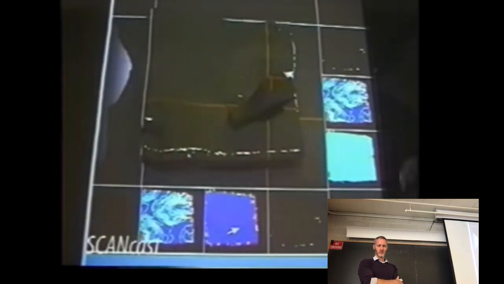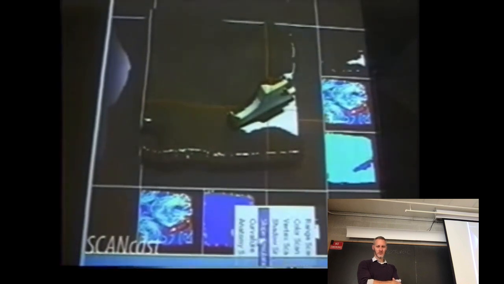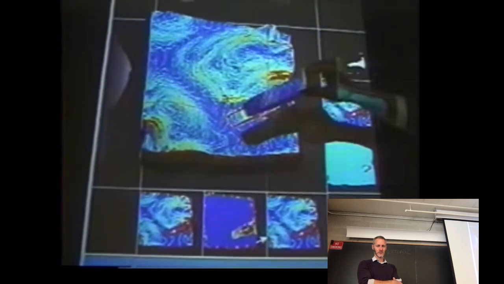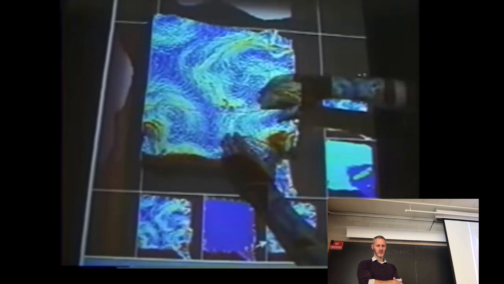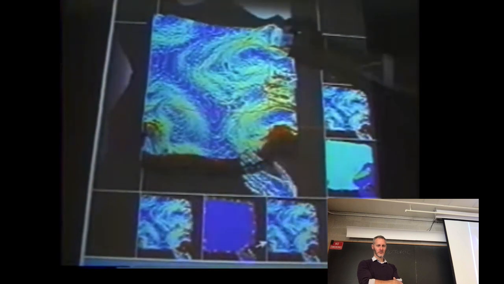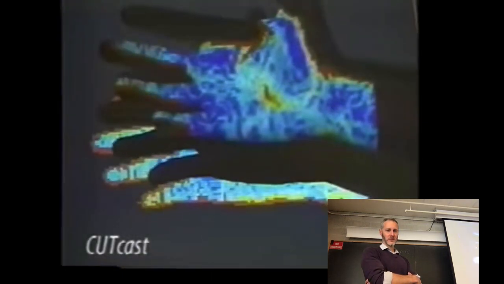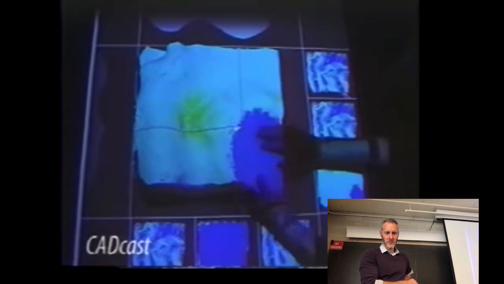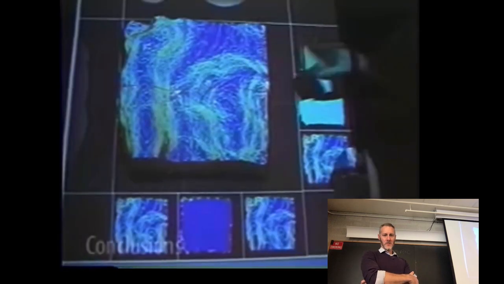The ScanCast mode projects analysis functions onto the model. These include variables such as slope variation and curvature, shadowing and solar radiation, water flow, and land erosion. The CutCast mode allows users to add surfaces for projection without affecting the simulation results. CADCast allows the user to construct three-dimensional topographical models.